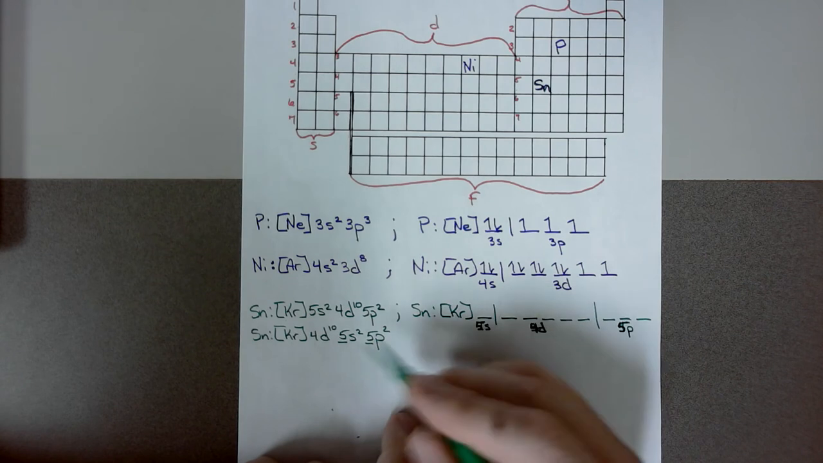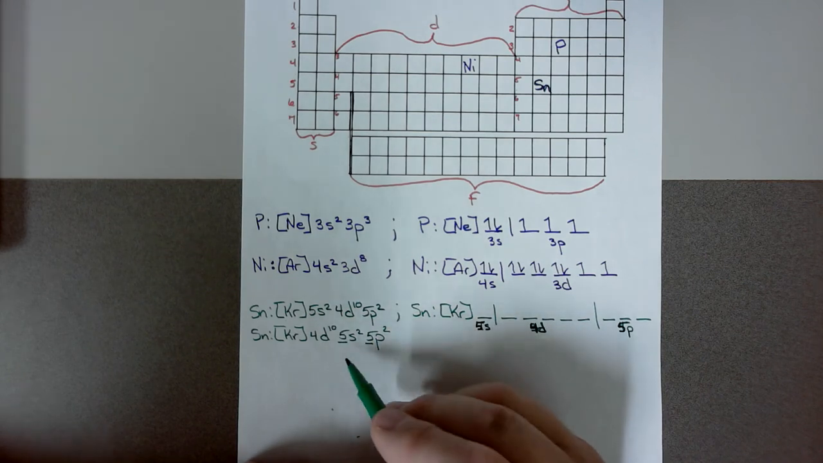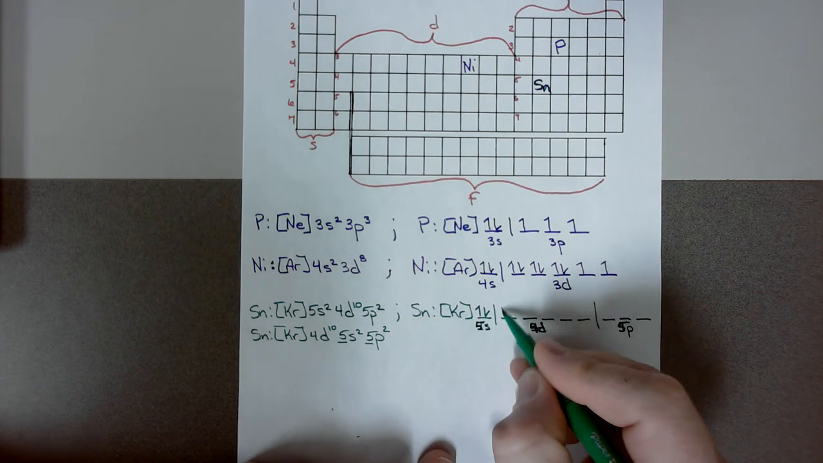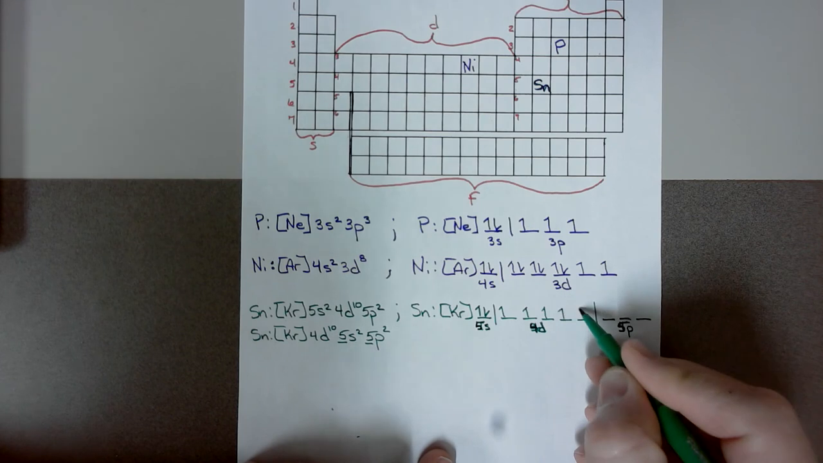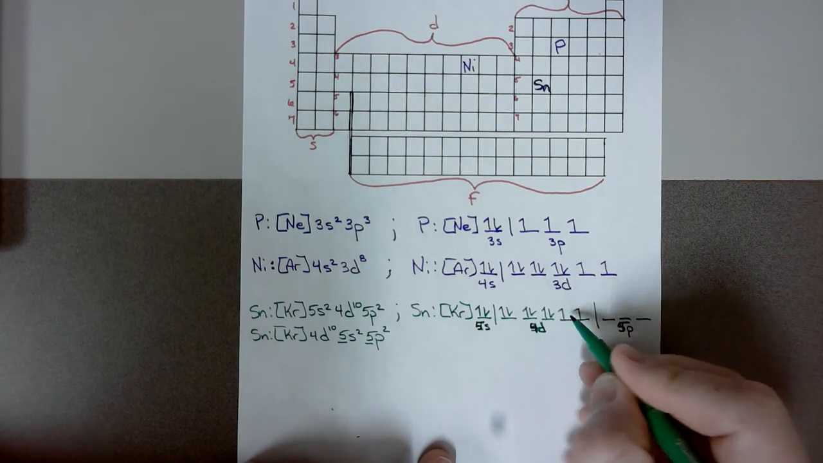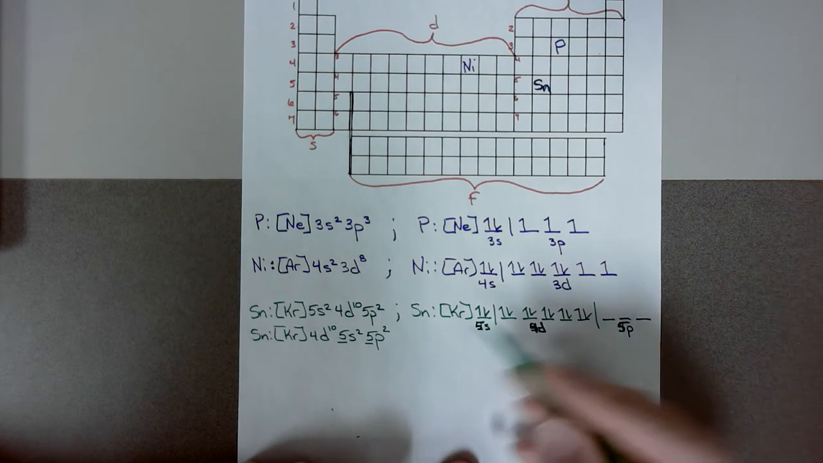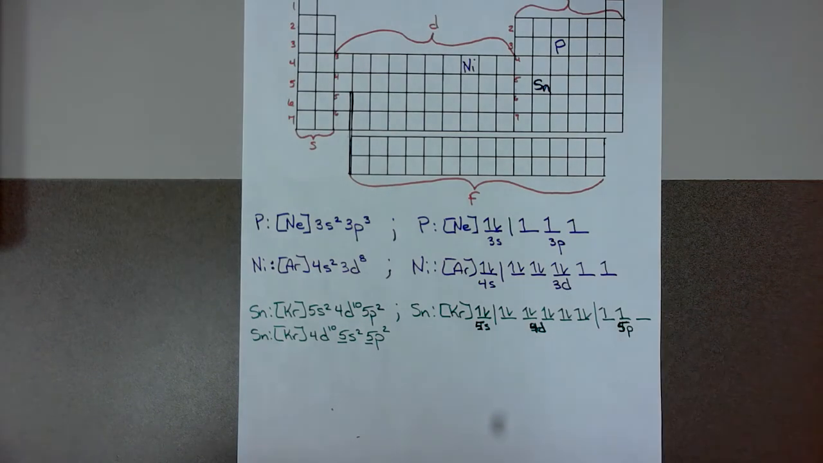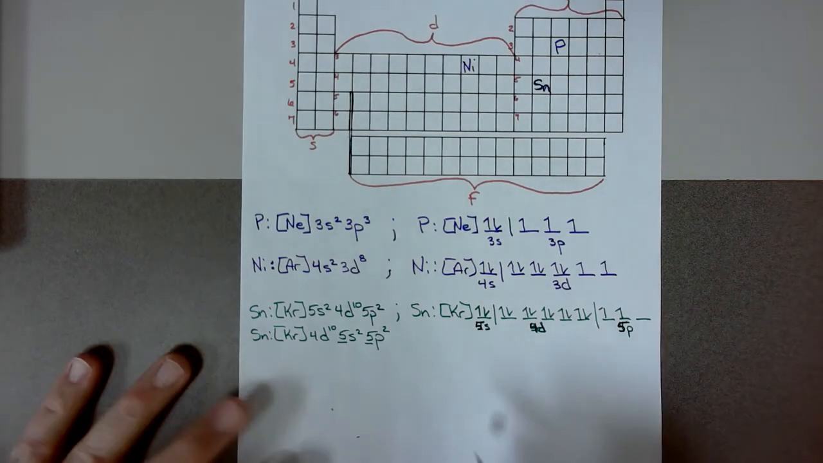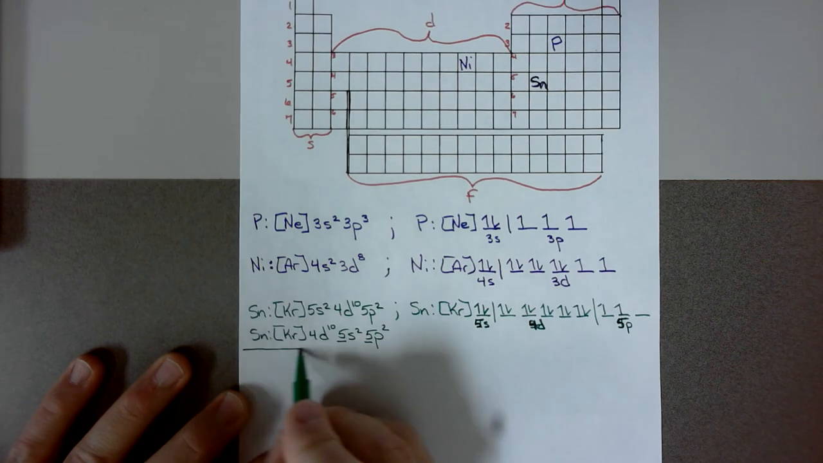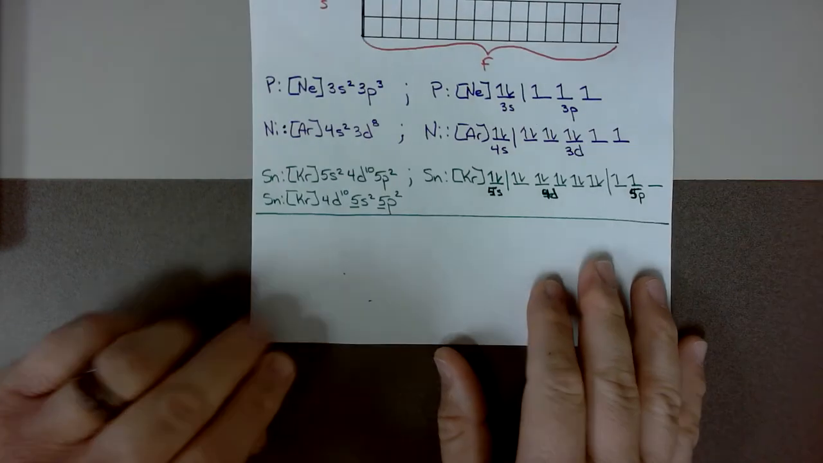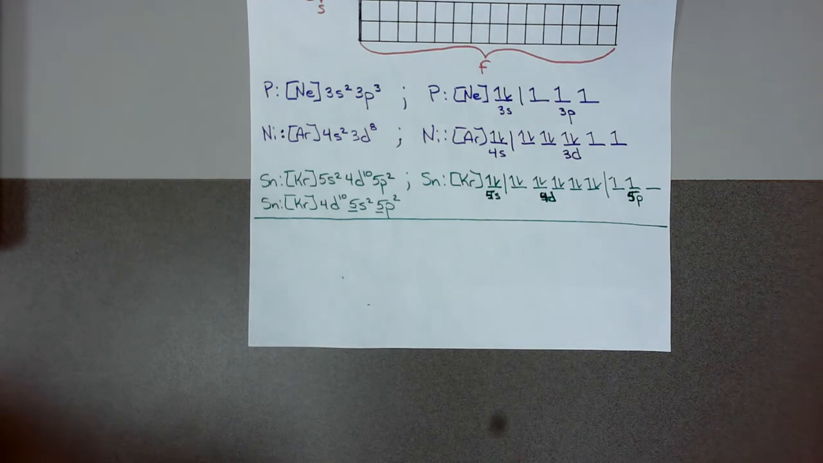And I put my electrons in. I have 2 in the s, so that's 1, 2, 10 in the d, so 1, 2, 3, 4, 5, 6, 7, 8, 9, 10, and then 2 in the p, 1, 2. And that would be your orbital diagram for tin. Now let's briefly discuss the exceptions. So I'm going to look at exceptions here.